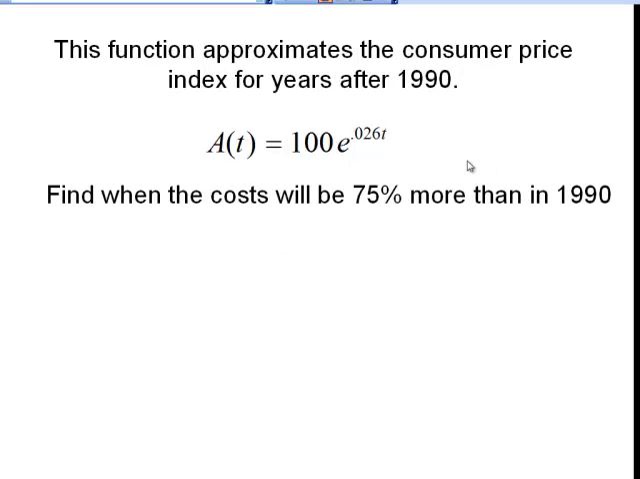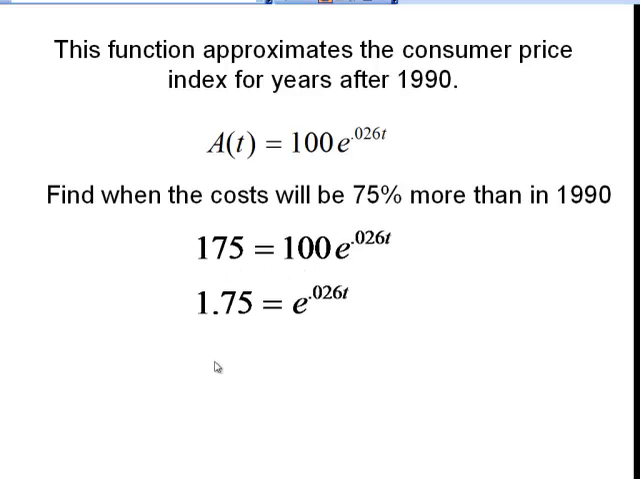Okay, now they gave you a function that approximates the consumer price index. Consumer price index is about how much things are going to cost compared to different years or whatever. We want to find out when the cost is going to be 75% more than 1990. Well, if you have 100, 75% more than that is 175. Okay, divide by 100. Then we're going to rewrite it, log base e as an ln.